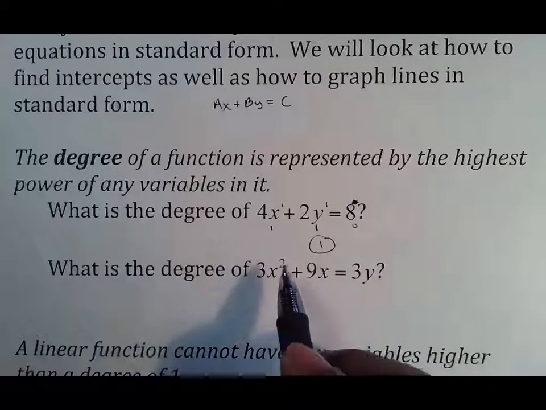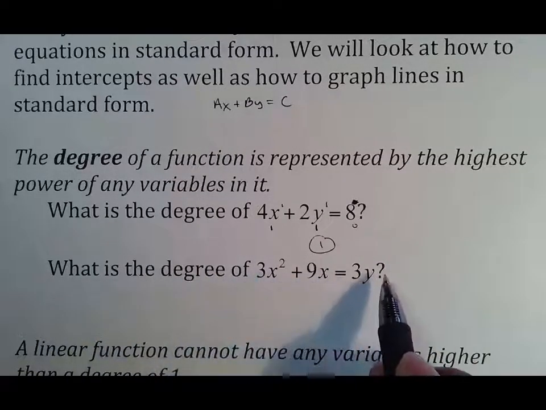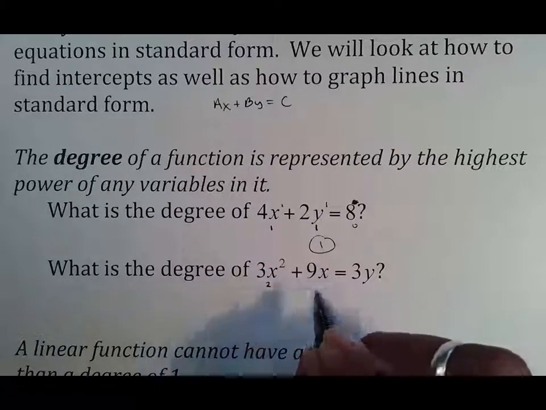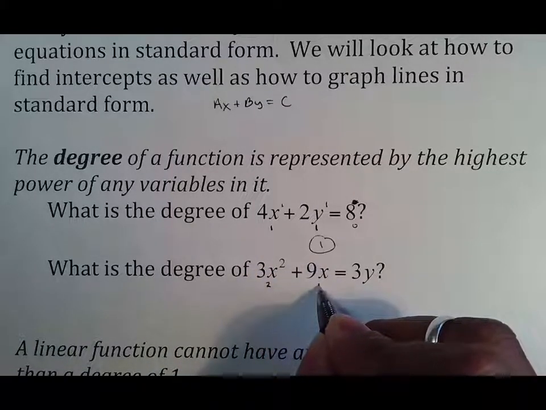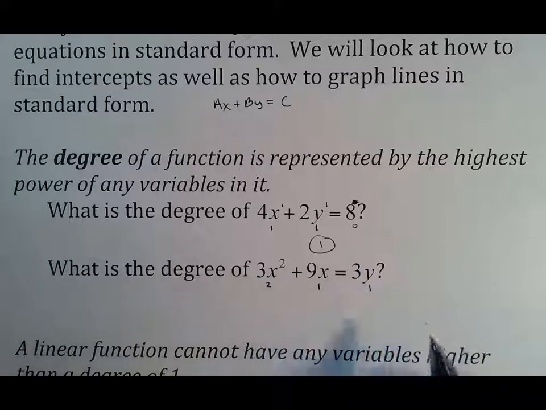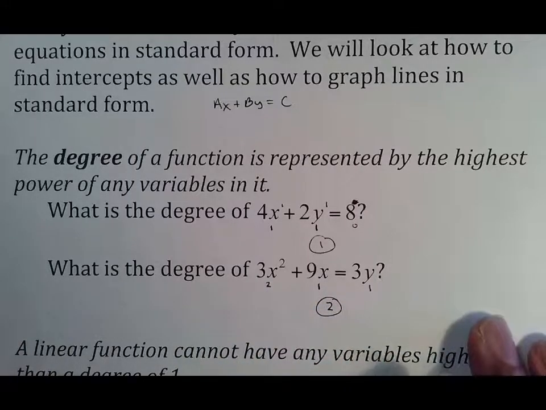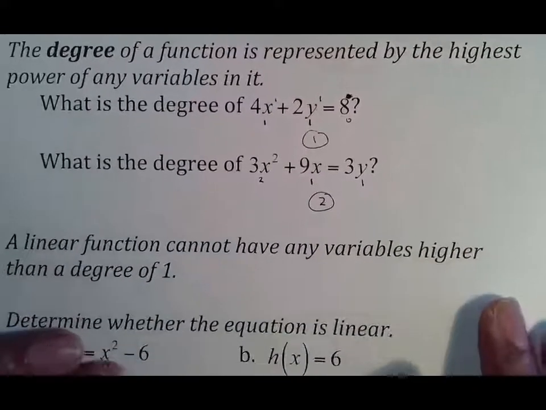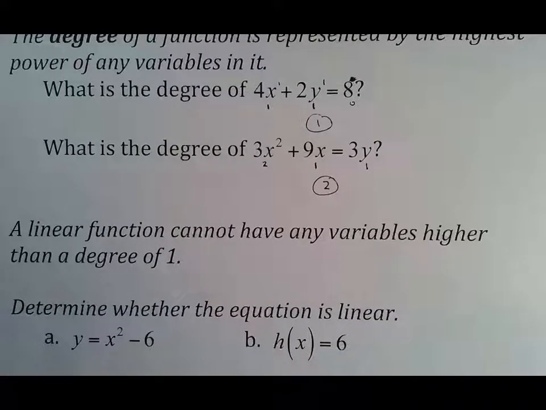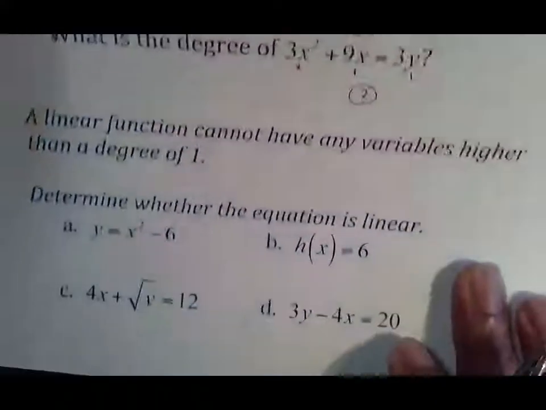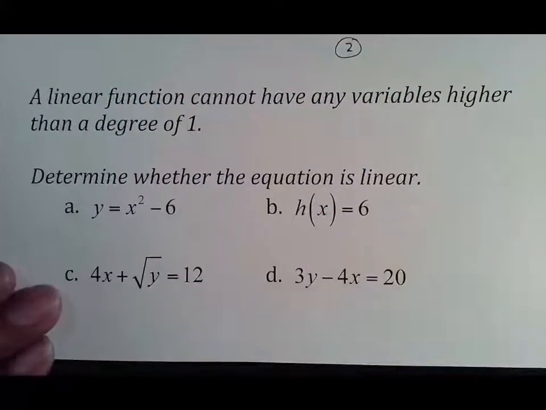So in this case, when you're asking about the degree of this one, this has 2 x's because it's x squared, which means the degree of this is 2. This has 1x, which means it's a degree of 1. This has 1y, which means the degree is 1. And once again, you pick the highest number. The highest number is 2, so the degree of this would be 2. A linear function, by definition, can't have any variables higher than a degree of 1. So the degree has to be 1 for every variable, as I'll point out in some of these weird ones.